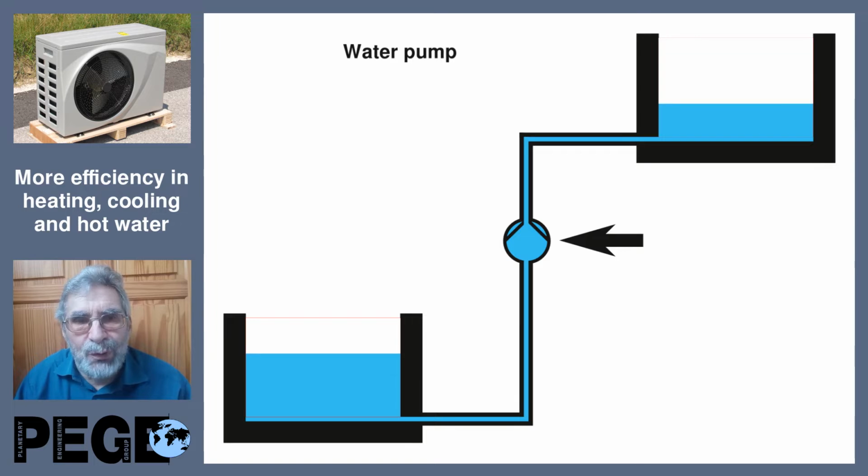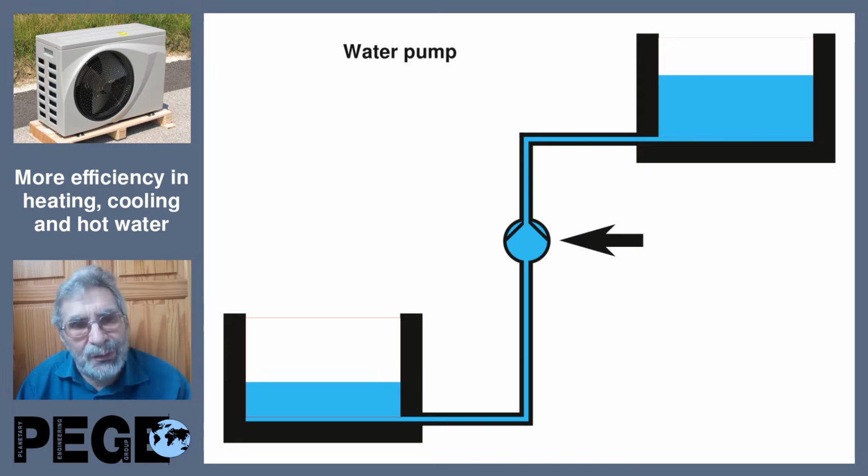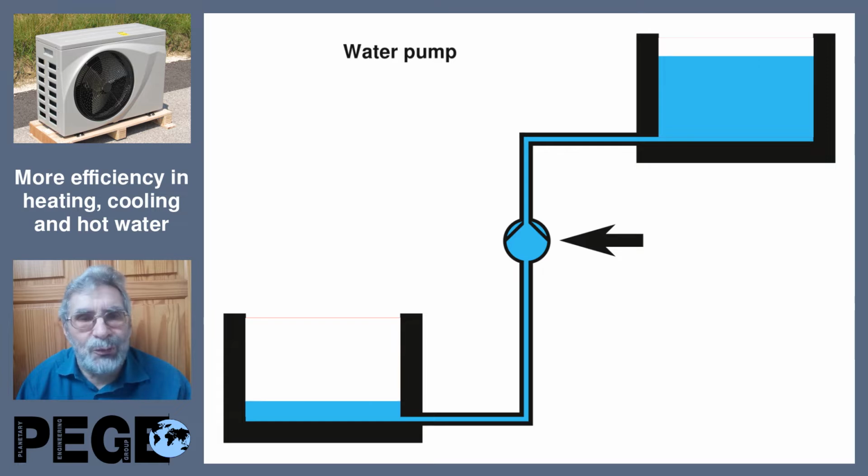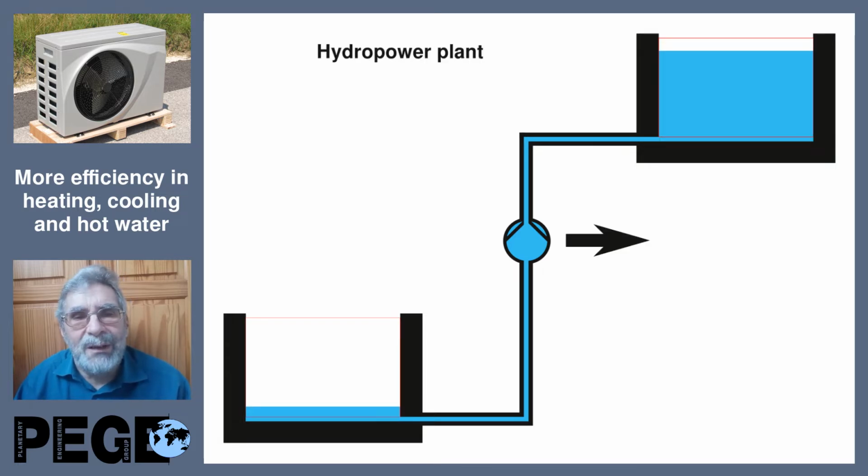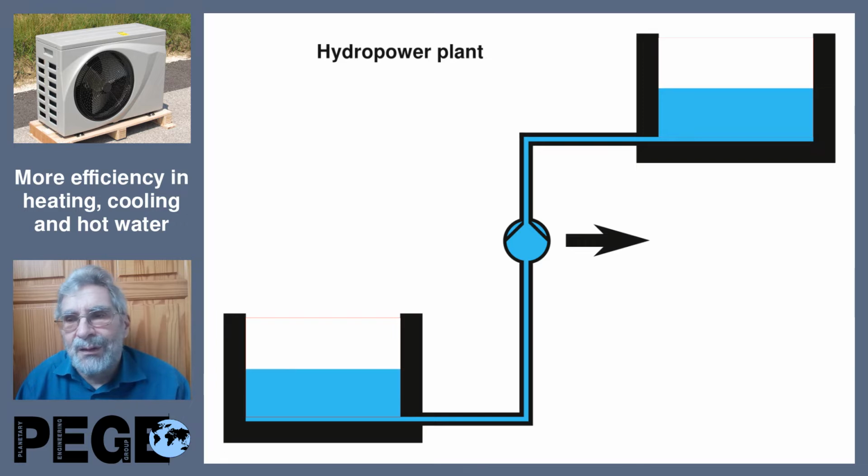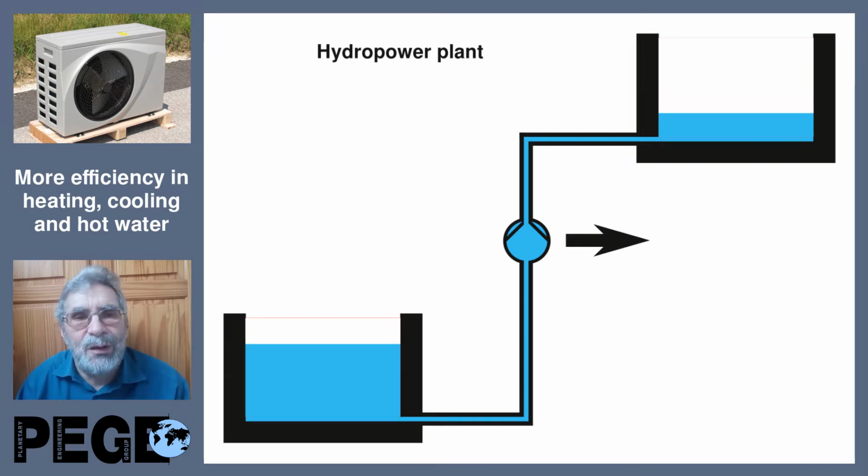The water pump uses power to pump water in a direction where it would not naturally flow. Naturally, water flows from up to down, but not from down to up. We can reverse this, and when we do this, we have a hydropower plant. The water comes from up to down, and we can generate electric power with this.